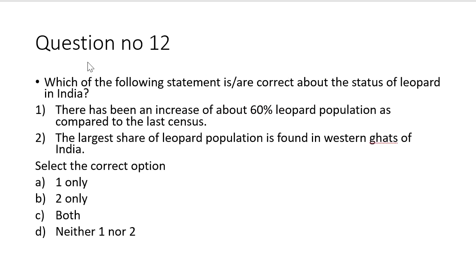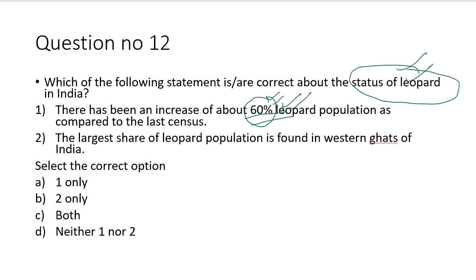Now next, question number 12. Question number 12 is about the Status of Leopards report, which was released recently. On that, the question is framed that there is an increase of 60% in the population of leopards in India. This statement is correct. The leopard population increased by 60% compared to the last census, and currently the leopard population in India is close to 12,000. Option 1 is correct.